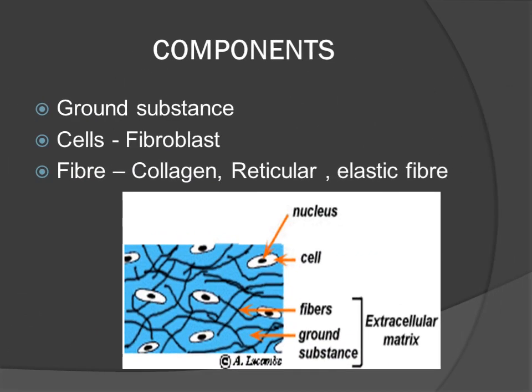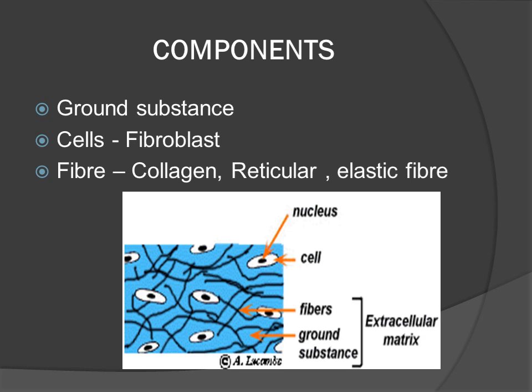Let us see the components of this connective tissue first of all. Then, when we see the classification, you can get the points. What are the components present in connective tissue? As we said, connective tissue is connecting two regions. The first one is ground substance, the second one is cells, and the third one is fiber. Look at the picture given below.